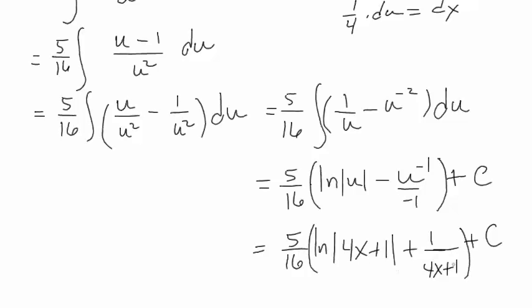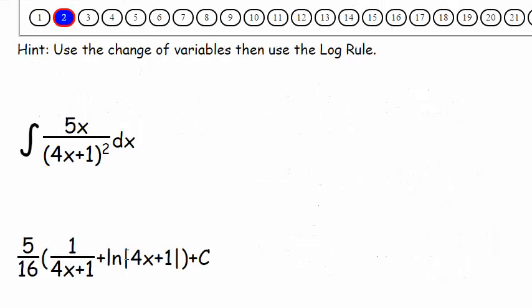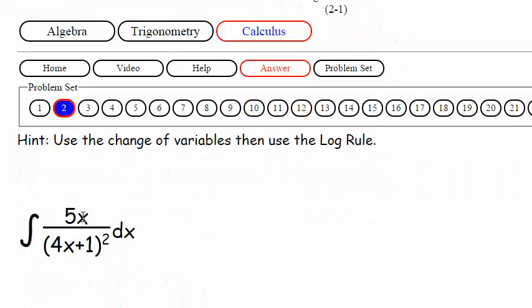Now in the answer, it looks like I took the 1 over 4x plus 1 and reordered it and put it up here in the front. So we have 5/16 times 1 over 4x plus 1 times the natural log of 4x plus 1 plus the constant. As you can see here, we have parentheses. We almost forgot about this x, so that's kind of a new deal.